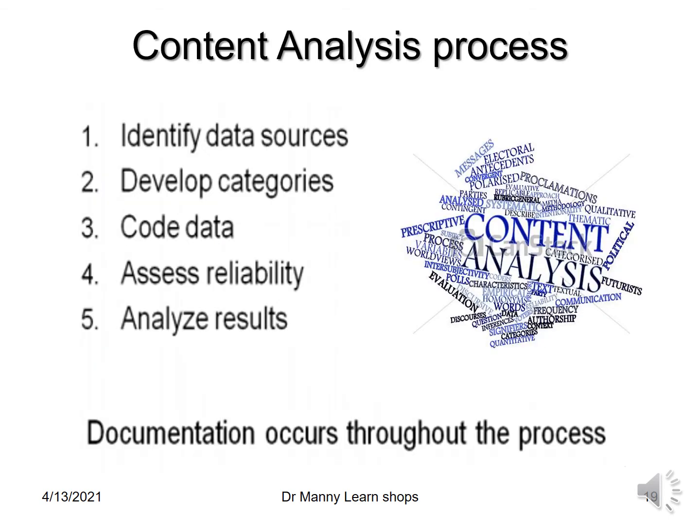So what's the process? Well, generically anyway. What's the generic process for content analysis? 1. You identify data sources, not unique to other methods. You develop categories, again, not unique. You code data, again, not unique. You assess reliability, and then you analyze the results. And during the whole process, documentation occurs ongoingly.